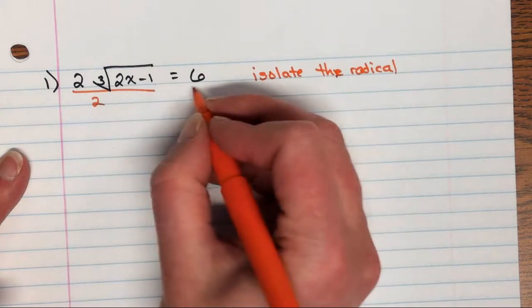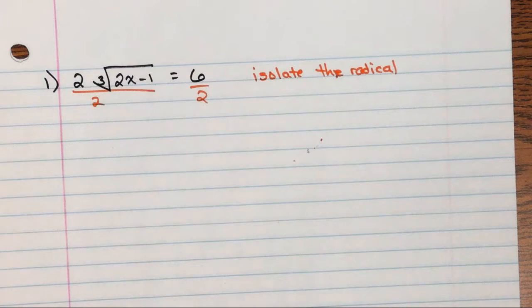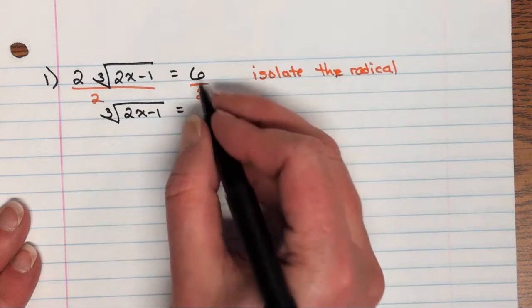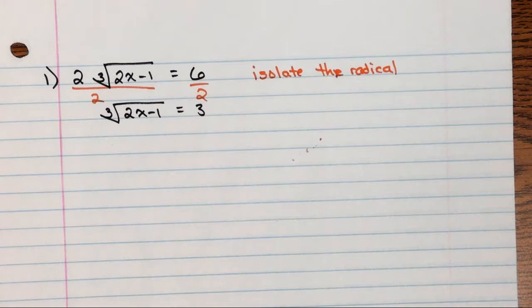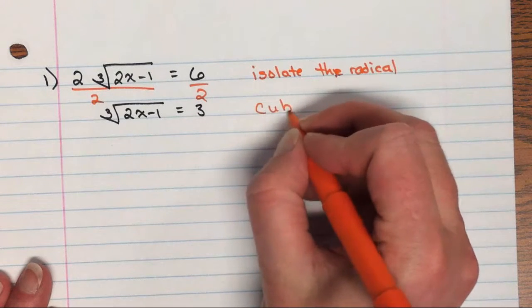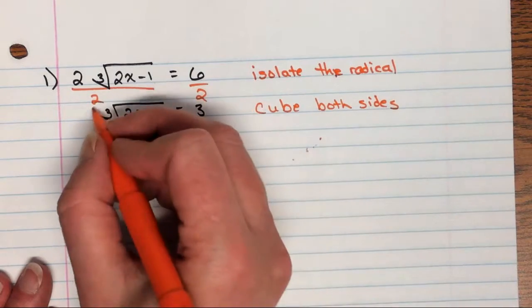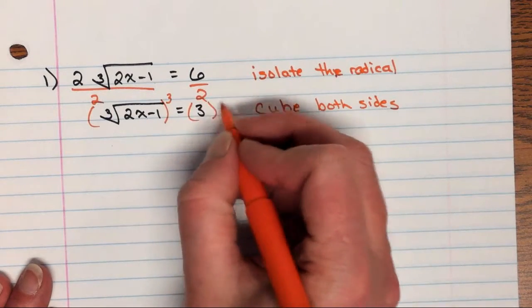So divide by 2, divide by 2. Now when I do this, it's only dividing that 2 that's on the outside. So I'll be left with the cube root of 2x minus 1 equals 3. Now last lesson, if we ended up with a radical equals a number, we squared both sides. But is squaring a cube root going to work? No. To undo a cube root, we need to cube both sides. So each side, we're going to cube.